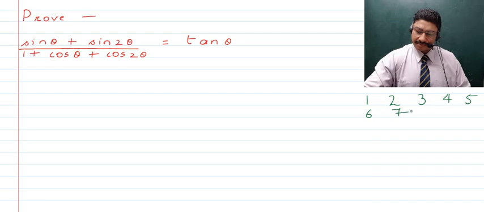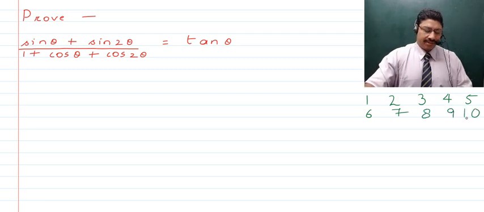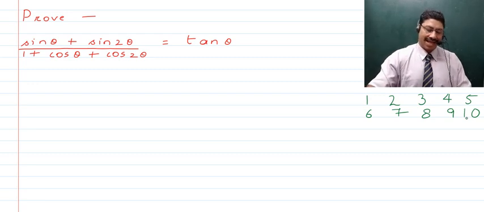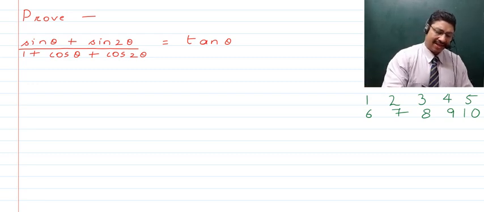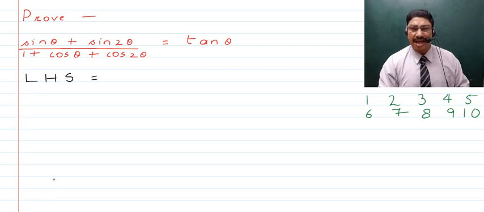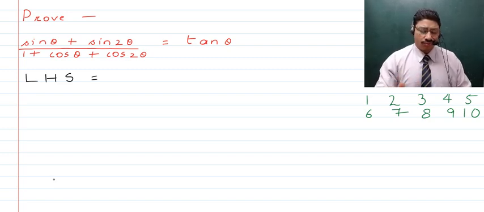Right. So children, in this question we've been given to prove that sine theta plus sine 2 theta, divided by 1 plus cos theta plus cos 2 theta, is equal to tan theta. Now we find that the left hand side looks to be more manipulative. That means it has more to do with, and that is why we will pick it up and try proving it to be equal to the right hand side, which is pretty simple. That is just tan theta.